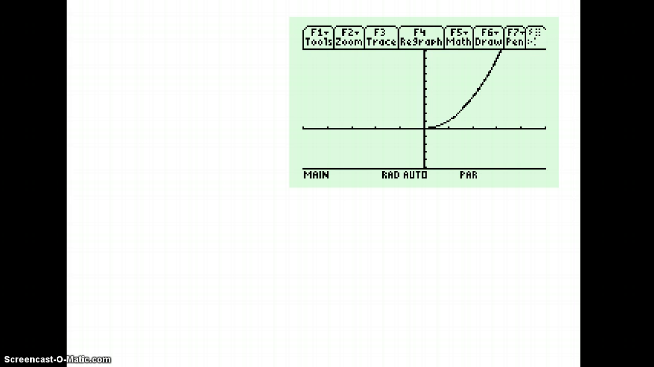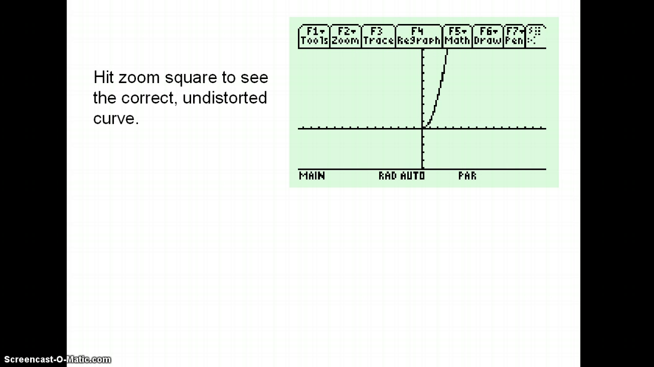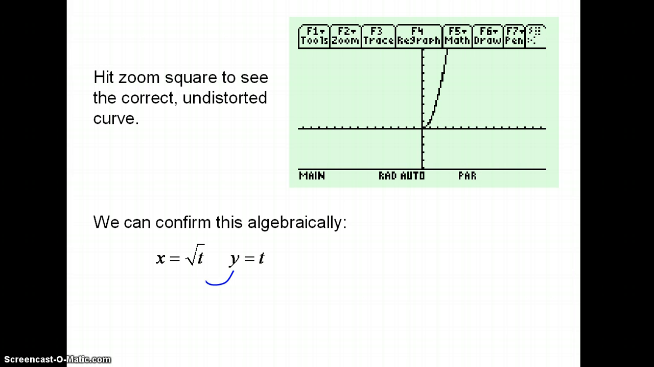Now it looks a little distorted, so you can go to zoom square. There, it looks a little bit nicer. And now we can confirm this algebraically, which we're going to do a little bit more of. So we have x equals the square root of t, y equals t. We can really just do some direct substitution here.